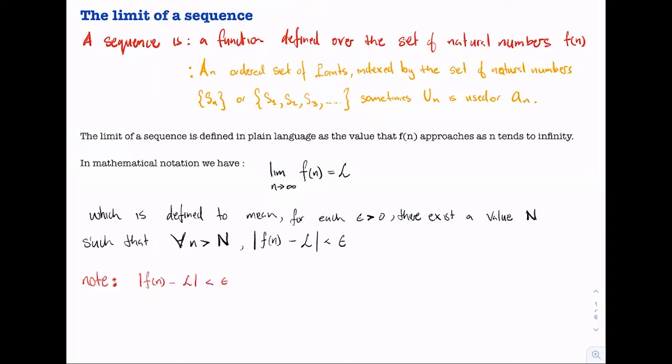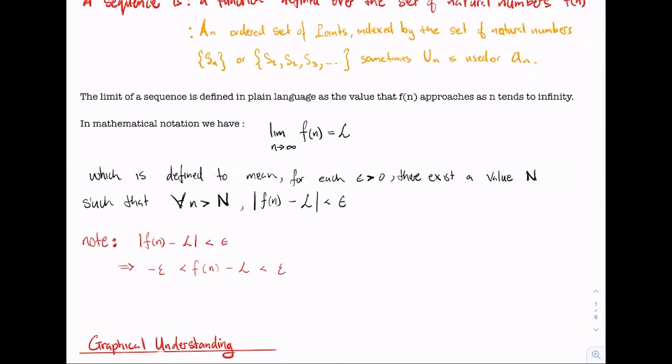Note that when we say the modulus of f of n minus L is less than epsilon, it is the same as saying f of n minus L is in between negative epsilon and positive epsilon, which we can write as f of n is in between L minus epsilon and L plus epsilon. Thus, we say that f of n is within epsilon of L.